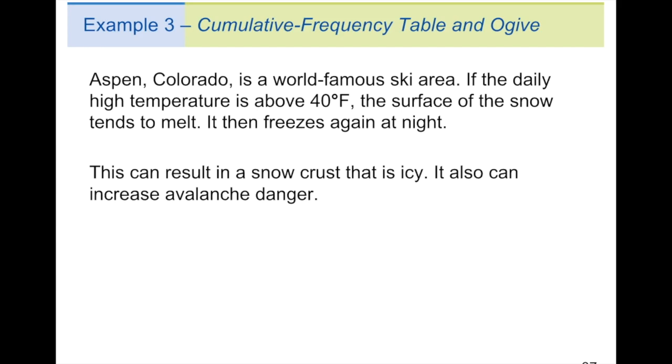So here's an example. Aspen, Colorado is a world-famous ski area. If the daily high temperature is above 40 degrees Fahrenheit, the surface of the snow tends to melt. It then freezes again at night. This can result in a snow crust that is icy. It also can increase avalanche danger.